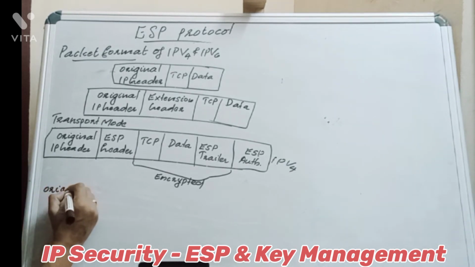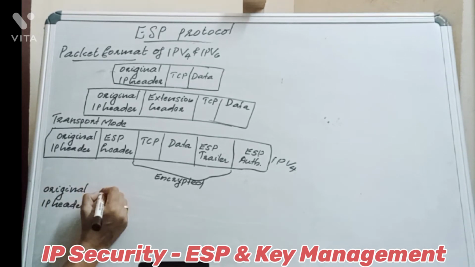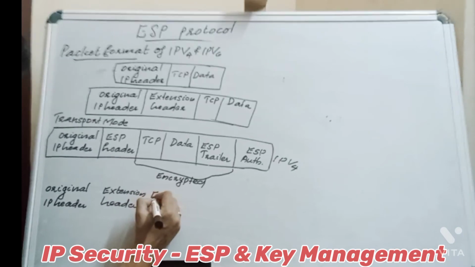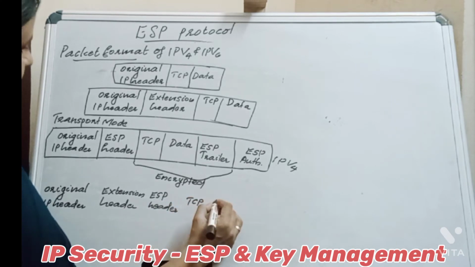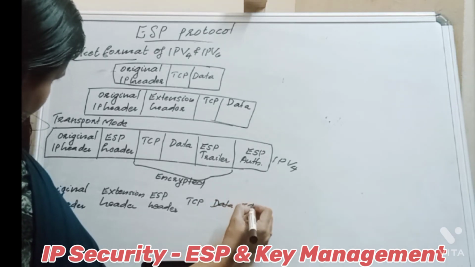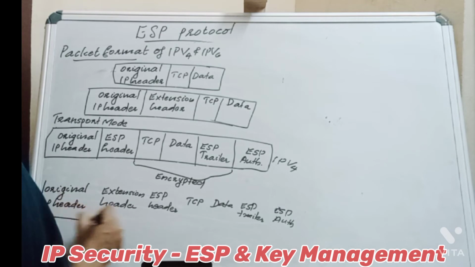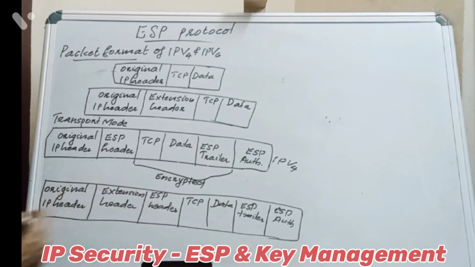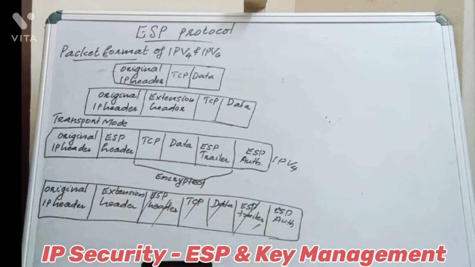The format is like this: original IP header, extension header, ESP header, TCP data, ESP trailer, ESP authentication. This is the packet format of IPv6 after applying the ESP protocol. Here also this data will be in encrypted form. This is the case of transport mode.